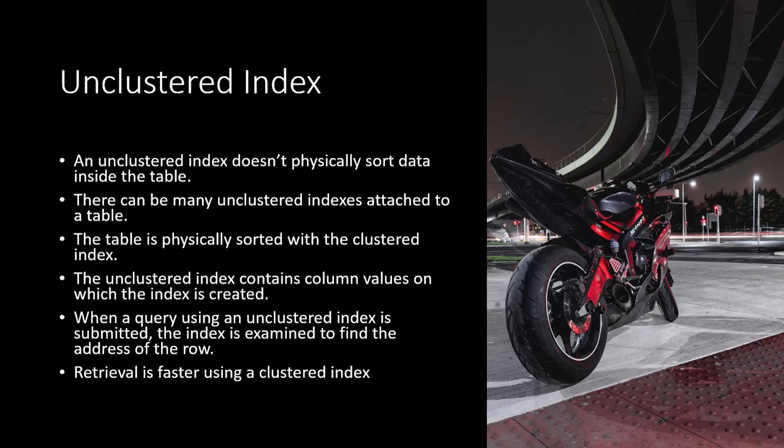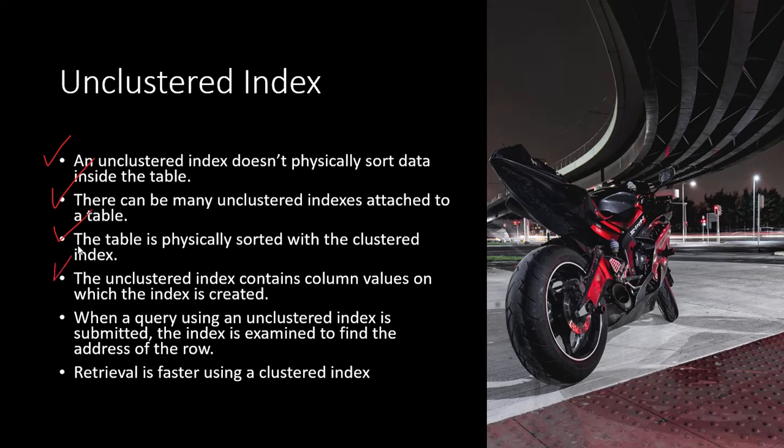An unclustered index doesn't physically sort data inside of the table. Now, whereas there can only be one clustered index, there can be many unclustered indexes attached to a table. Remember that a table is physically sorted on the clustered index. An unclustered index contains column values on which the index is created.